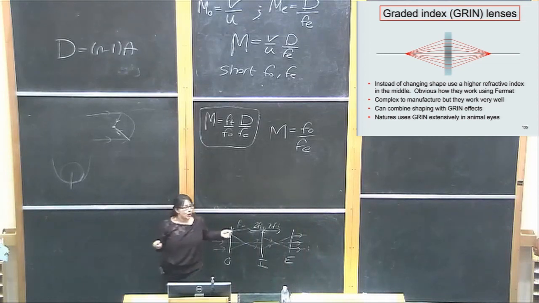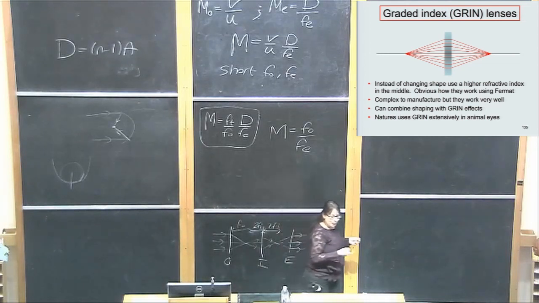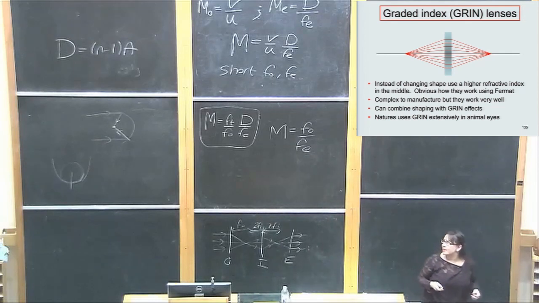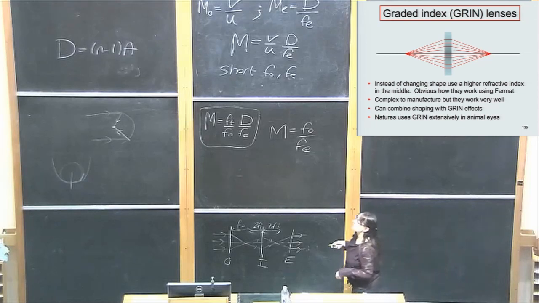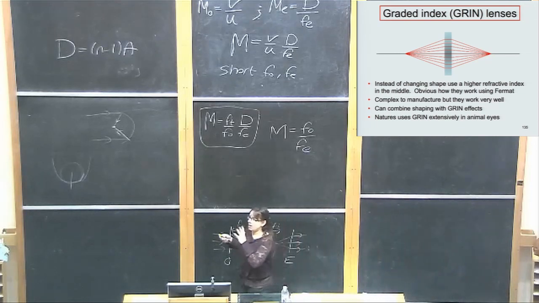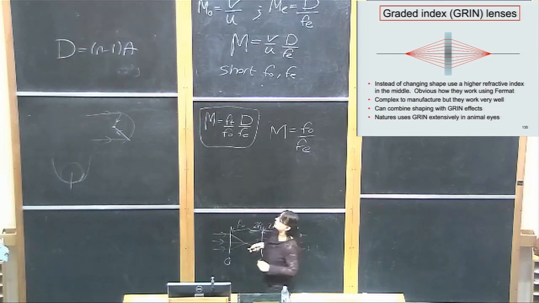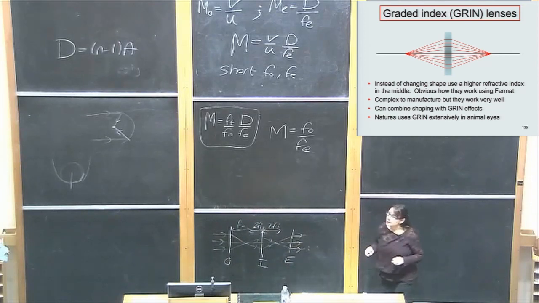You may be interested to know, though, or maybe you know this already, I didn't before I started lecturing this, that actually your eye lens has graded index properties. So it is curved. It does have the typical lens shape that you'd expect.